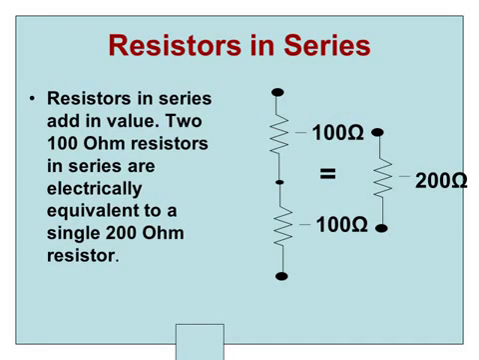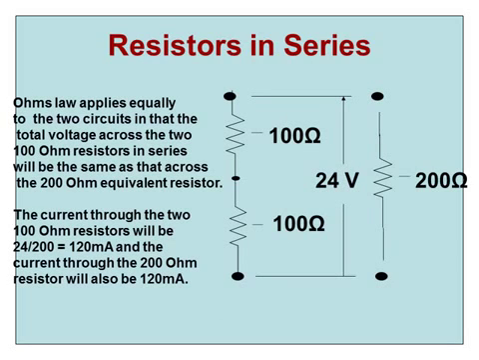Resistors in series add in value. Two 100 ohm resistors in series are electrically equivalent at the two end nodes to a single 200 ohm resistor. Ohm's law applies equally to the two circuits in that the total voltage across the two 100 ohm resistors in series will be the same as that across the 200 ohm equivalent resistor. The current through the two 100 ohm resistors will be 24 divided by 200, or 120 milliamps, and the current through the 200 ohm resistor will also be 120 milliamps.